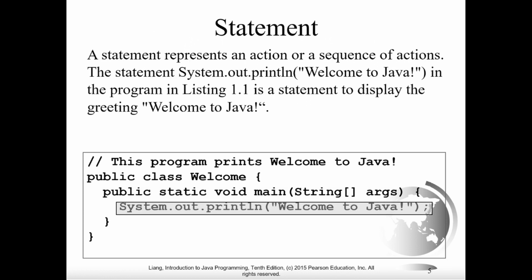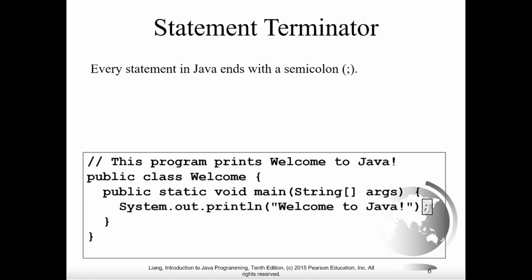Then statements. These are the actual actions that are being executed in our program. A statement represents an action or a sequence of actions. In this case, the statement System.out.println("Welcome to Java") would display the words Welcome to Java when you execute this program. We will try and execute this later in our online compiler.